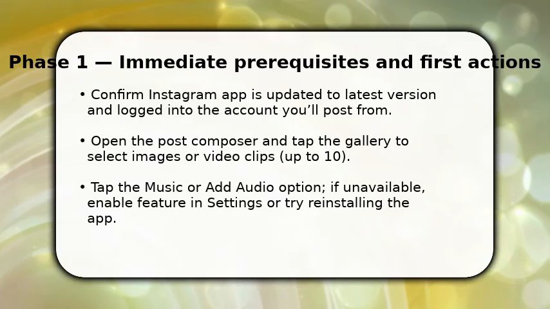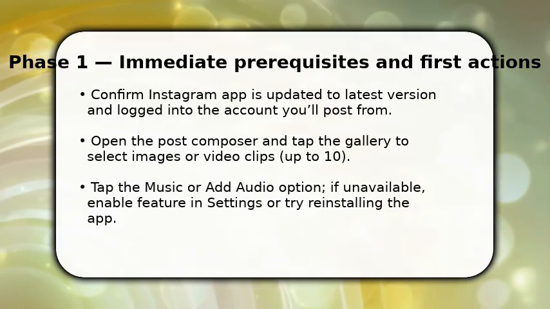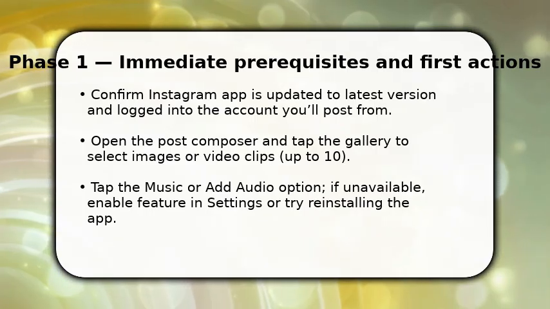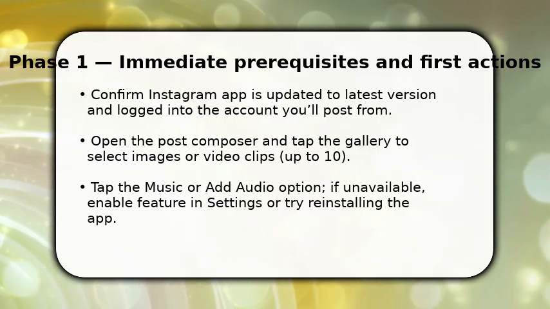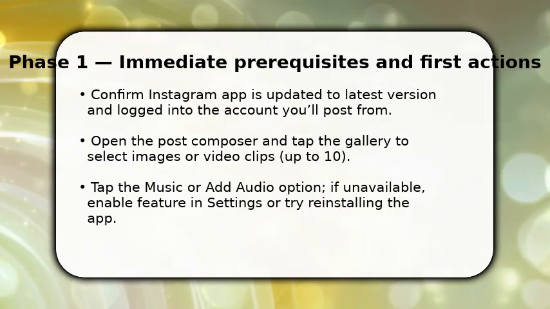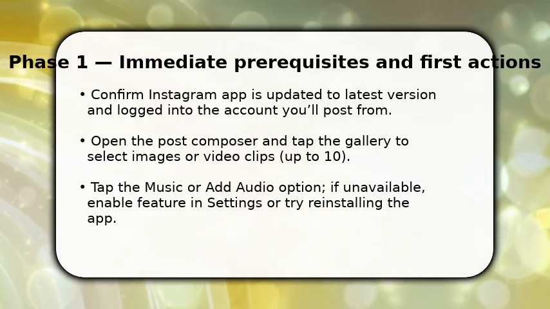You'll start by choosing your media and locating Instagram's gallery audio. First, pick the photos or clips you want, up to 10 items, then tap Add Audio or Music. If you don't see the option, make sure the app is updated and you're on the correct account. Some business or creator accounts see different controls.